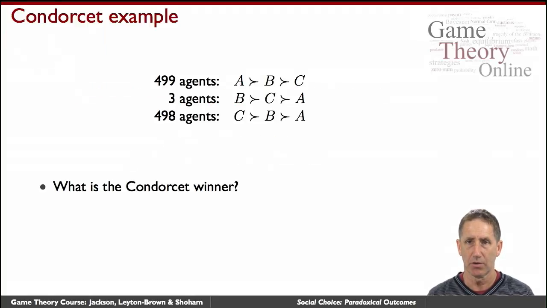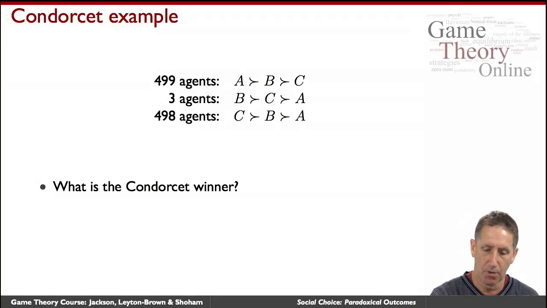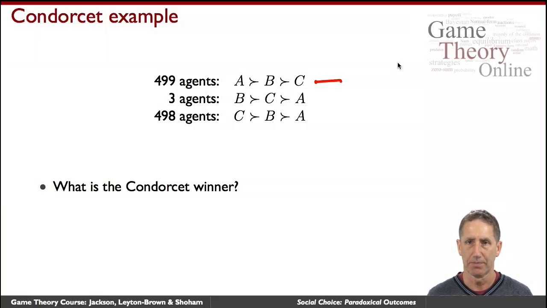Let's start with the Condorcet condition, which on the face of it is incontrovertible. And consider the following examples. So here we have 1,000 agents, and here are their preferences. So for example, 499 of them prefer A to B to C, and so on for the others. First question is, not every voting situation has a Condorcet winner. Does this one have? So it's a good time for you to pause the video and think about it.